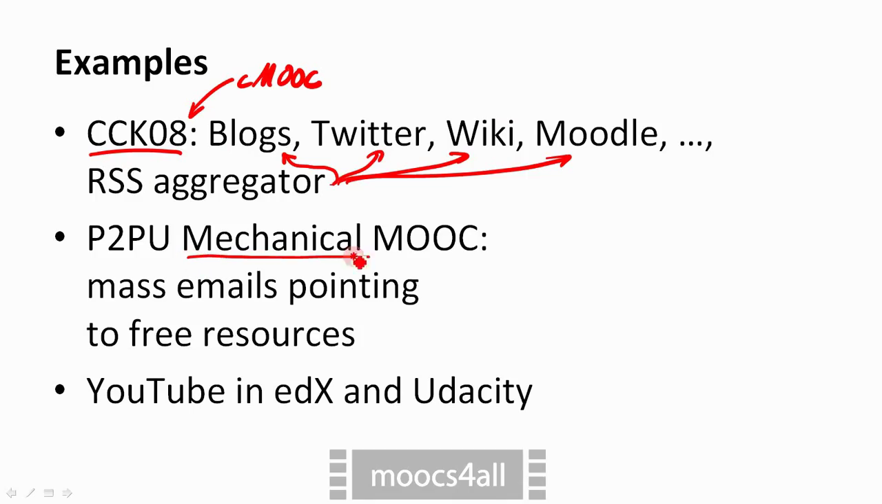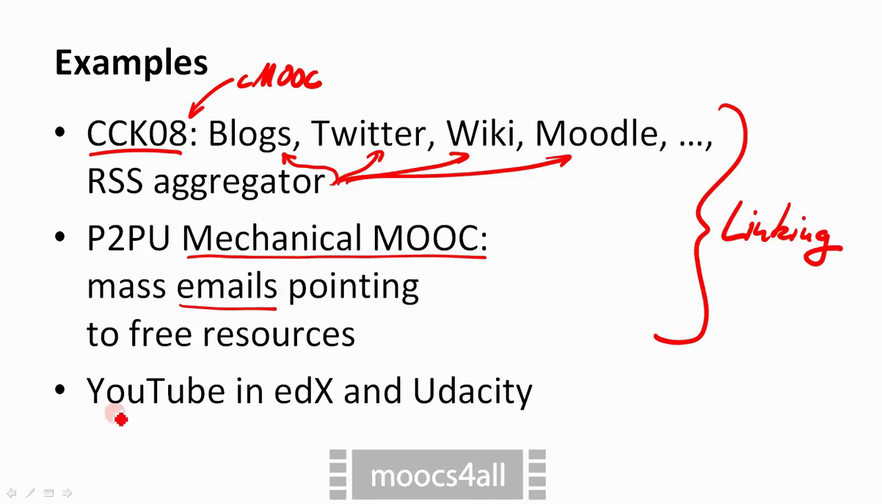The mechanical MOOC of the Peer-to-Peer University simply uses mass email rather than RSS feeds. The mechanical MOOC sends out mails with lists of resources to be looked at, with lists of problems, with points to discuss, and so on. CCK08 and the mechanical MOOC are examples of linking. If you look at the use of YouTube videos in edX and Udacity, this of course is an example of embedding.